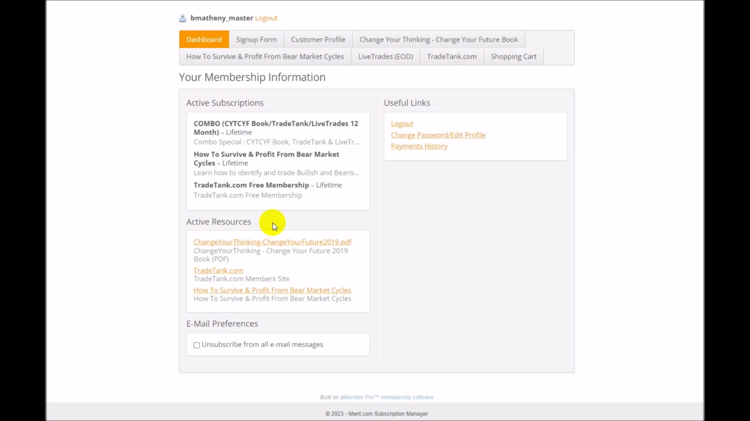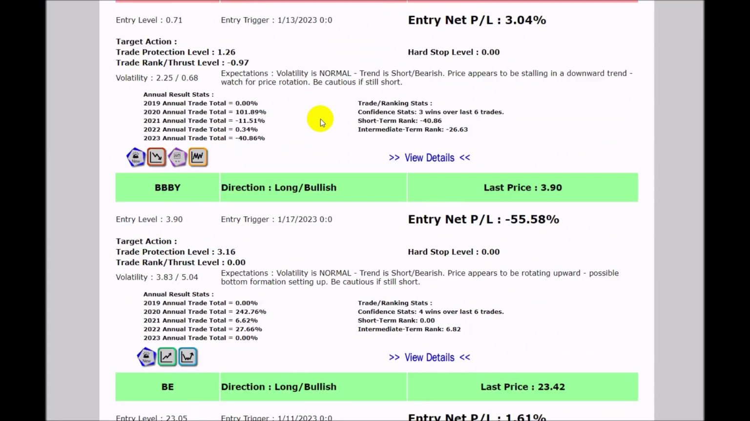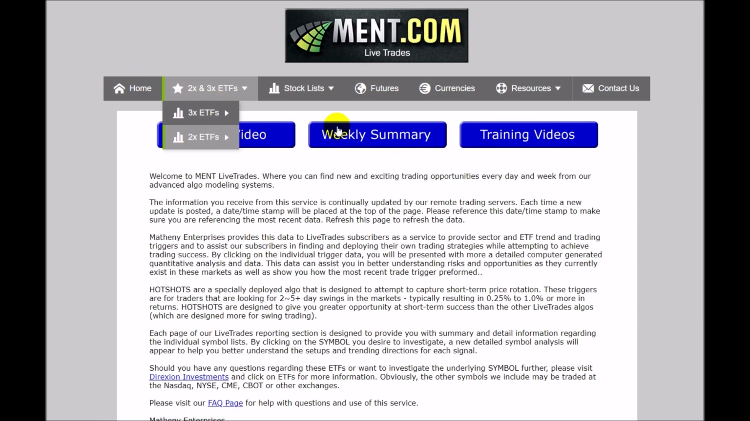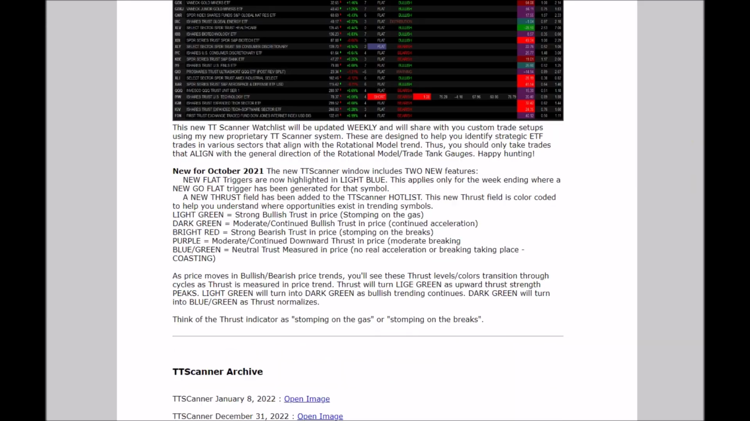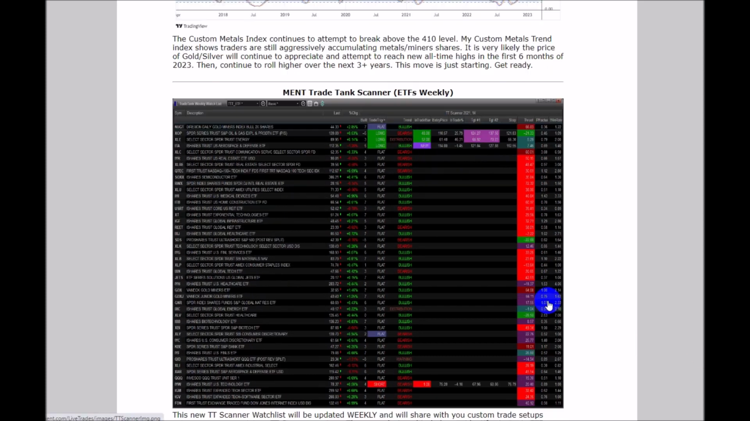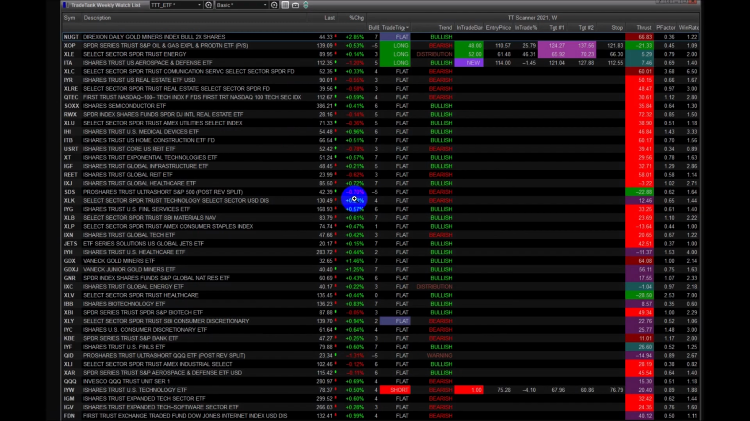You also have access to the TT Scanner hot list, which is available on this website, LiveTrades. You come here, you go to weekly summary, you go to the bottom of the list, and here is your TT Scanner hot list. This is the hot list of weekly swing trades for you to pay attention to. We have one new trigger last week in ITA at entry price 114. This is a new trigger that should be either confirming to the upside or getting us out within the next week or so. But these TT Scanner hot lists are weekly swing trading setups.